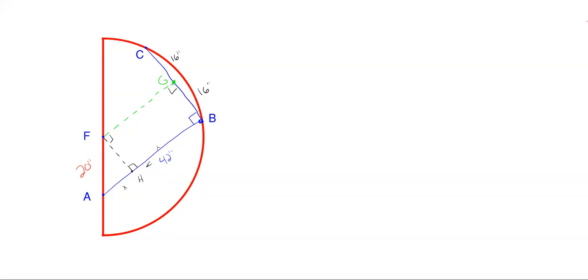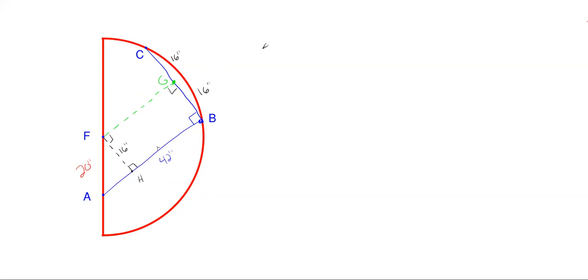Since we have a rectangle here, and GB is 16 inches, that means F to H is also 16 inches. So how can I use that? Looking from A to H, it's unknown. We know the overall length A to B is 42 inches. So I can use this right triangle from F, A to H, and get this quantity X here, which I'm just going to label as AH in my equations.